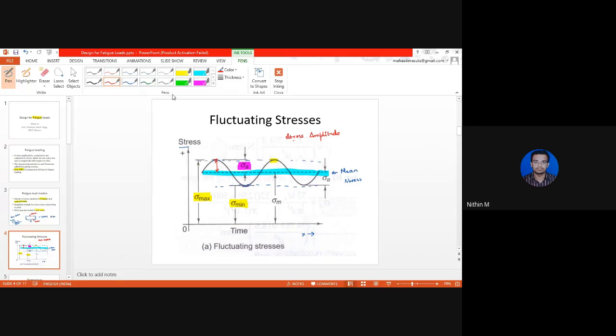Now, based on this curve, how can I represent stress amplitude? Stress amplitude, I am representing it by the notation sigma A. Sigma A is the stress amplitude. Can I write it to be sigma max minus sigma minimum by 2? Correct? This is sigma max. This is sigma minimum, right? The difference between these two is this line. This is the difference between sigma max and sigma minimum. Half of sigma max minus sigma minimum will give me the value of stress amplitude.